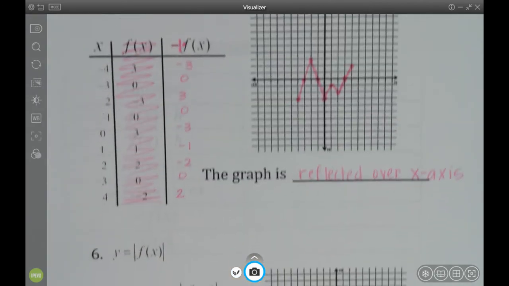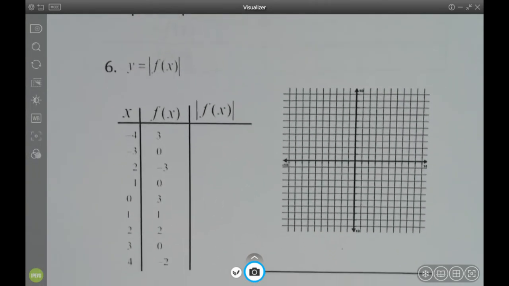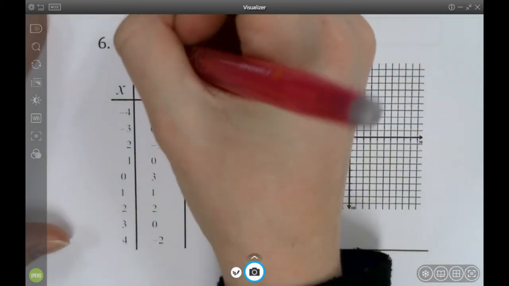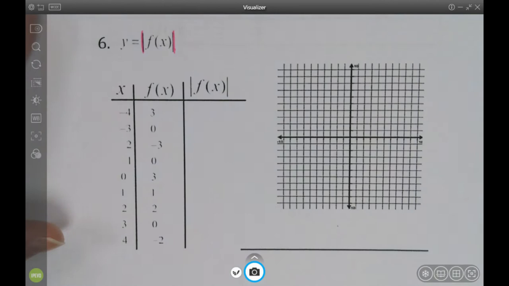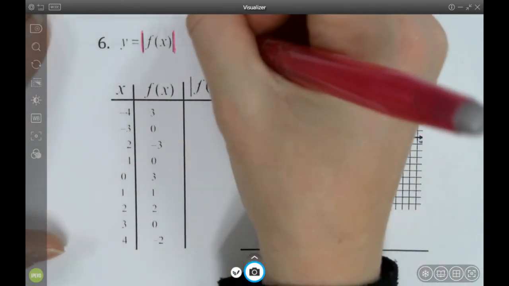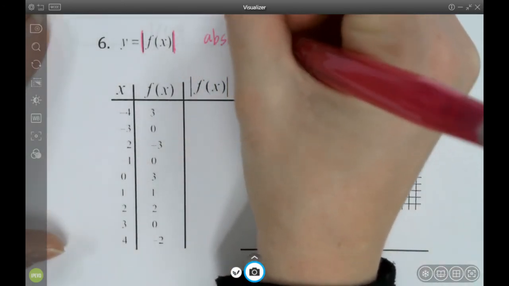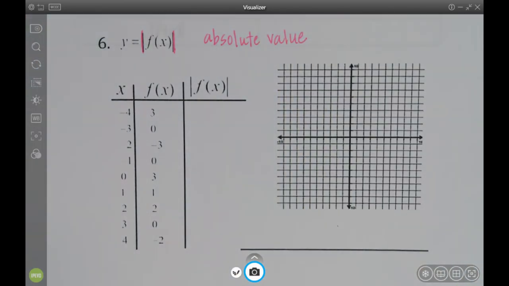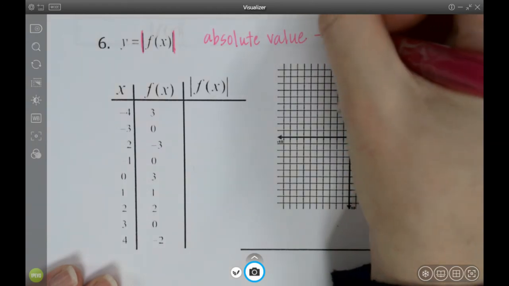Okay, so this next one is weird. So we're going to do it together. So we have those bars. What do those bars mean? Yep, absolute value. What does absolute value mean? Or what is absolute value? How far you are from 0. So it's talking about your distance from 0. And is your distance ever going to be negative?